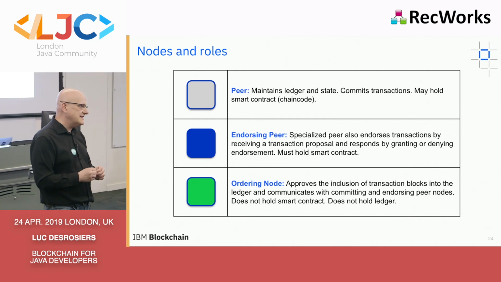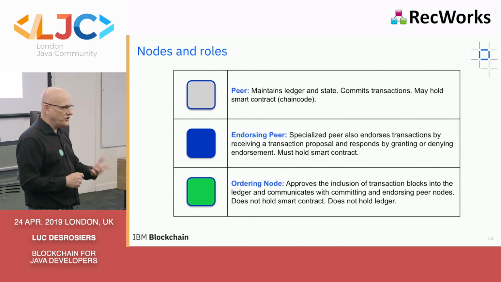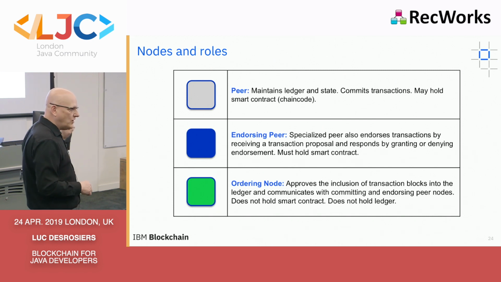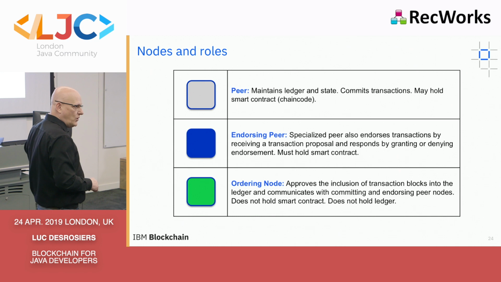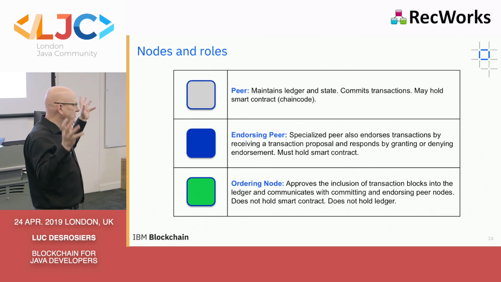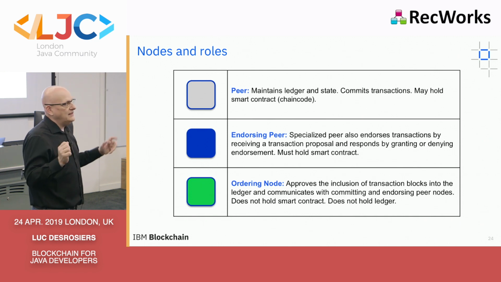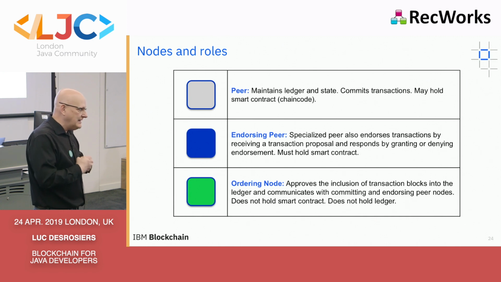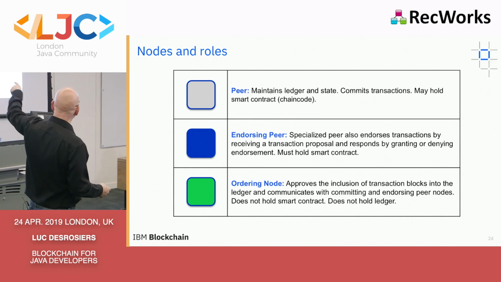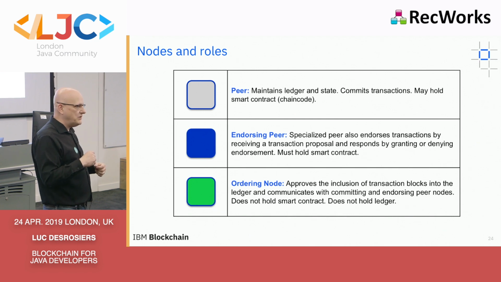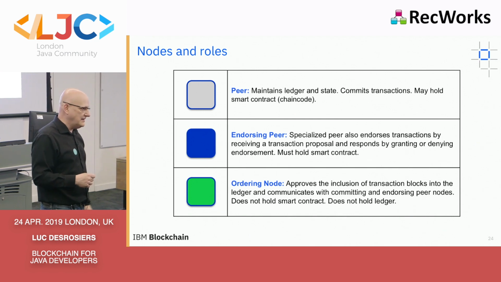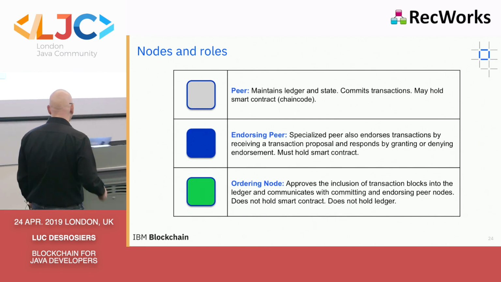And ordering nodes are essentially what is different from what you would expect to see in a Bitcoin type of transaction. So ordering nodes play a specific role in our network in that they accumulate transactions. They are listening on the network, they receive the transactions, they bundle those transactions, verify that signatures have been applied, and then they send the transactions to the peers, and the peers will essentially commit those transactions and then send an event back. Okay?